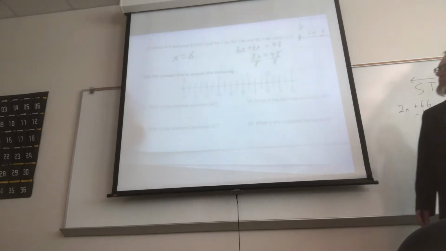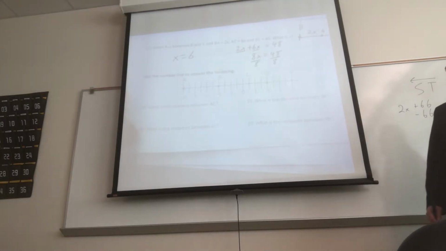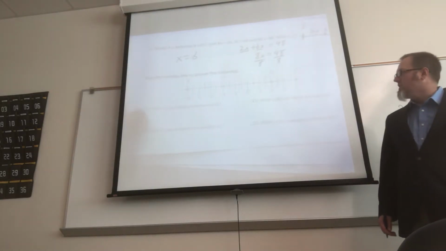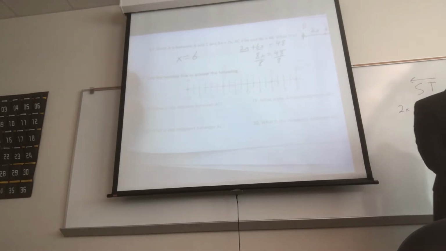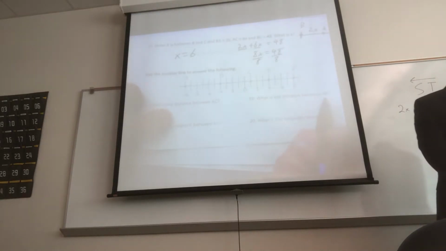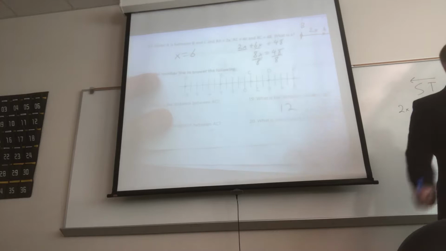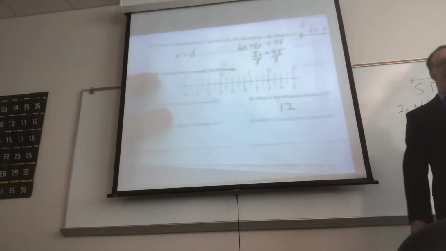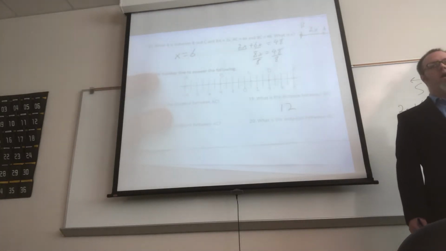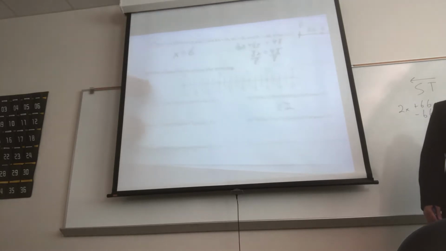Use the number line to answer the following. I'm only going to answer a couple of these. On number 19, what is the distance between B and E? B is at -4, E is at 8. I can just count 1, 2, 3, 4, 5, 6, 7, 8, 9, 10, 11, 12. The distance is 12. If it's on a number line, all you have to do is count how far it is from one to the other.